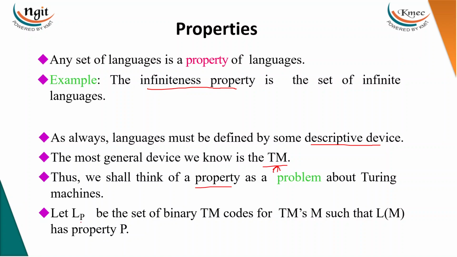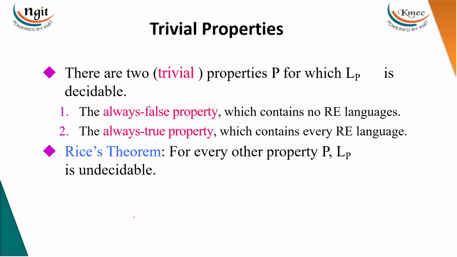Let L_P, the property belonging to the language, be the set of binary Turing machine codes for TMs such that the language accepted by the Turing machine has that property, like emptiness, finiteness, or whatever it is. There are two trivial properties P for which a language is decidable, as I told you. The always false property, which contains no recursively enumerable language; if it is always false, we can't derive any Turing machine for it. And the always true property, which contains every recursively enumerable language.